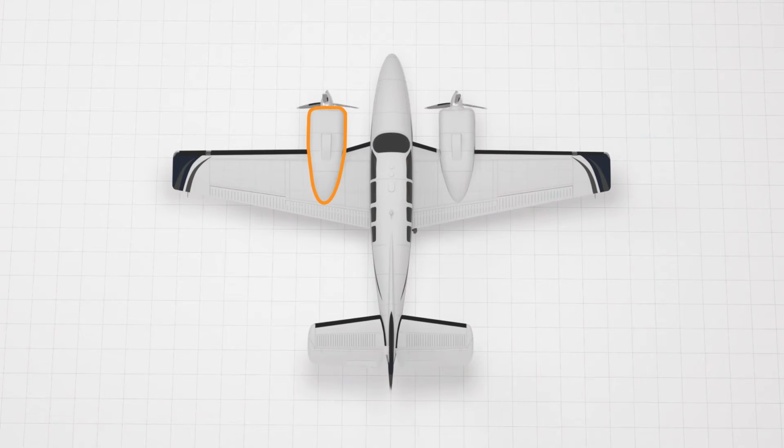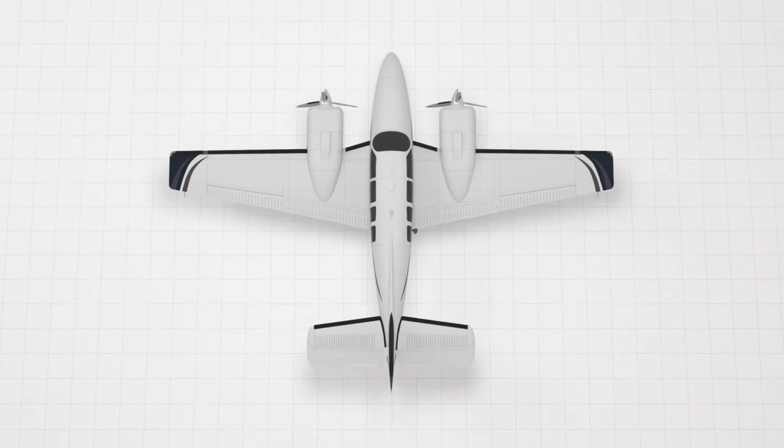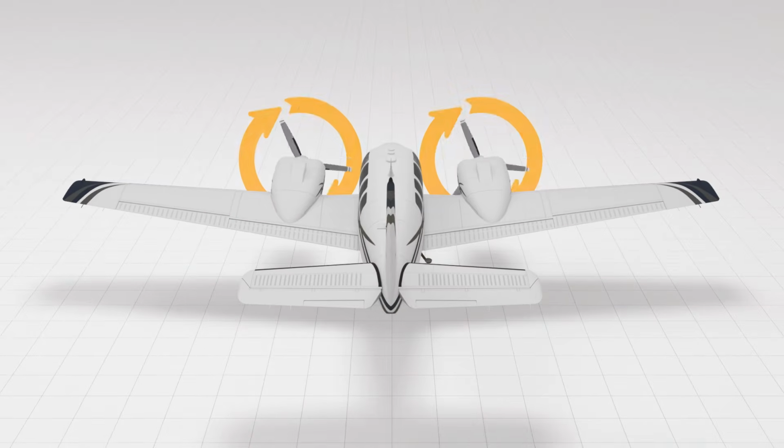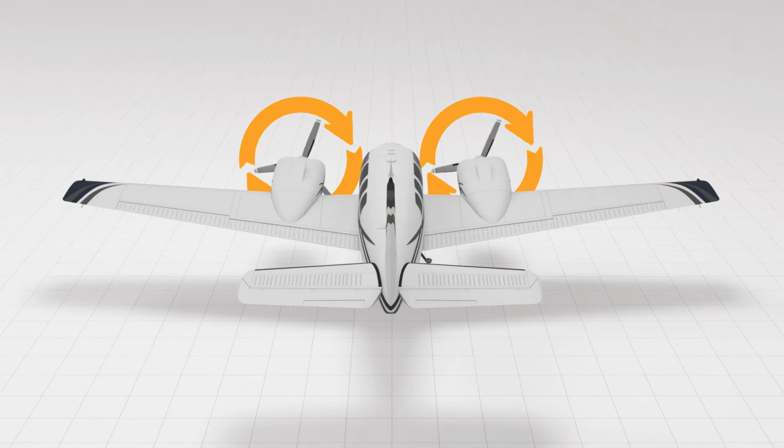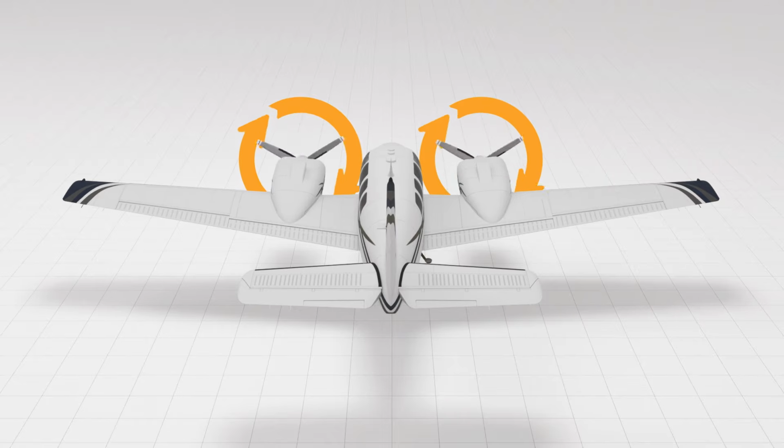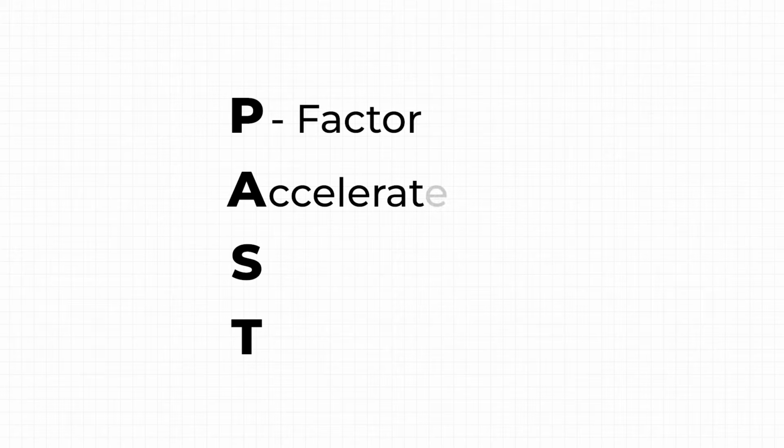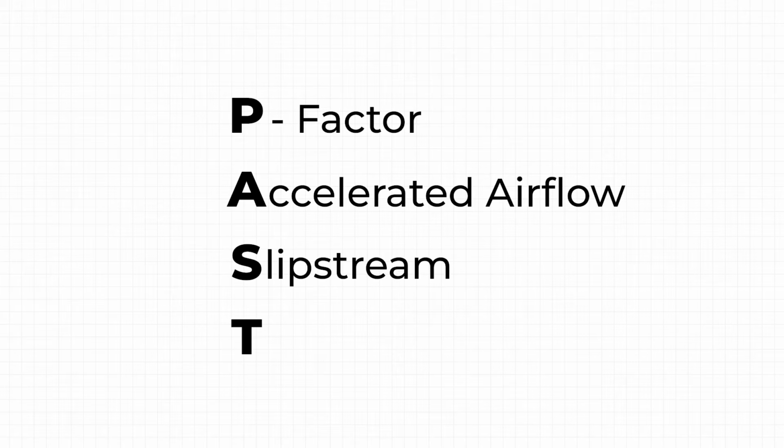This is because most North American twin engine aircraft have the conventional design, with both propellers rotating clockwise from the pilot's perspective. And this causes some important aerodynamic effects concerning engine failures. To help understand and remember why this is, a helpful acronym to use is PAST: P factor, accelerated airflow, slipstream, and torque.